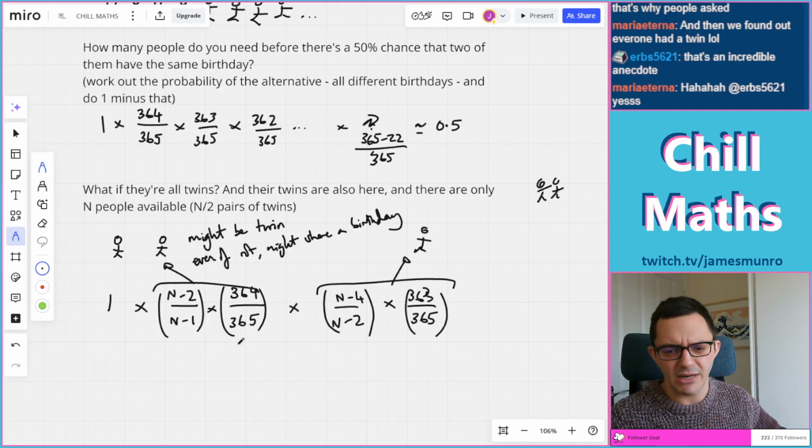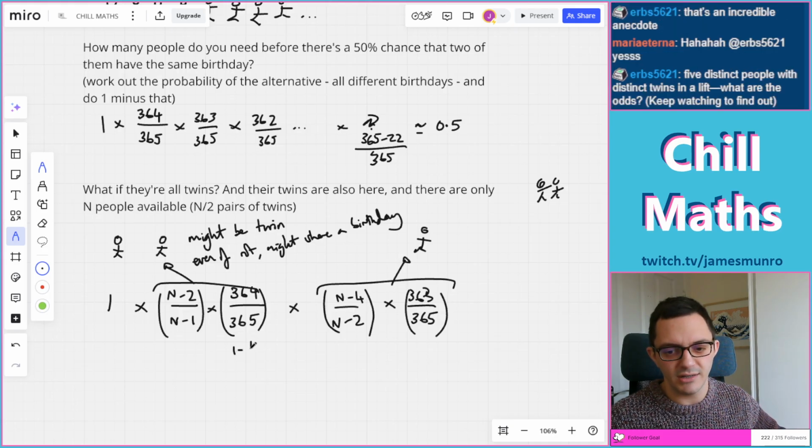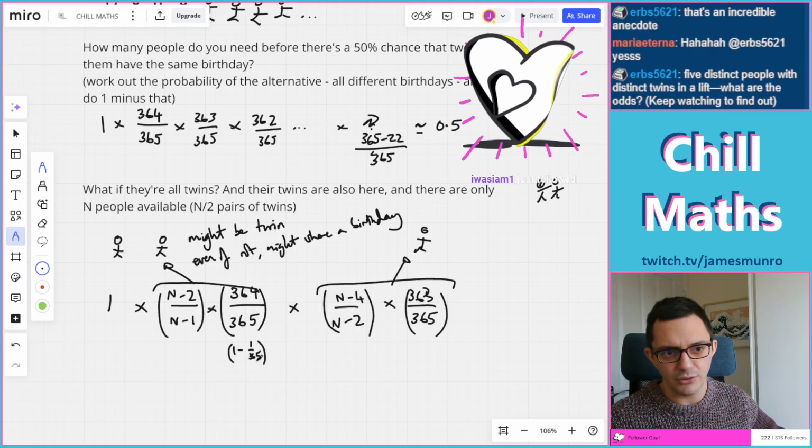Sure, so one way to think about this is this term is 1 minus the chance you share a birthday with someone at the party, being not twins.